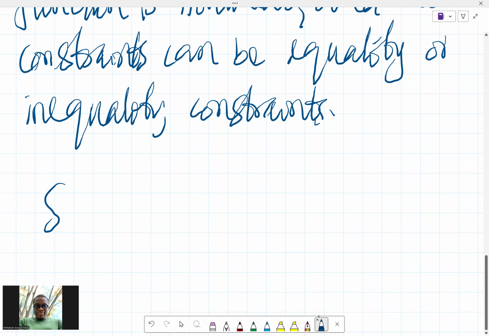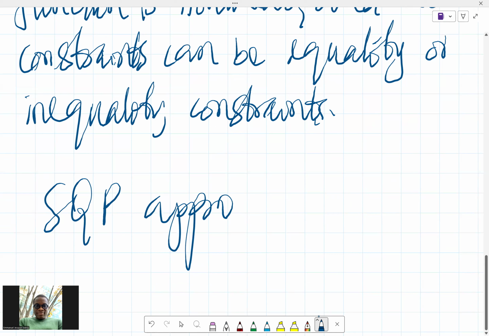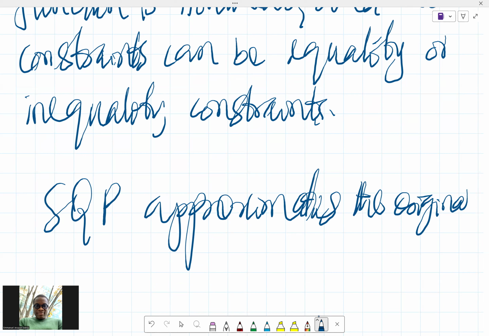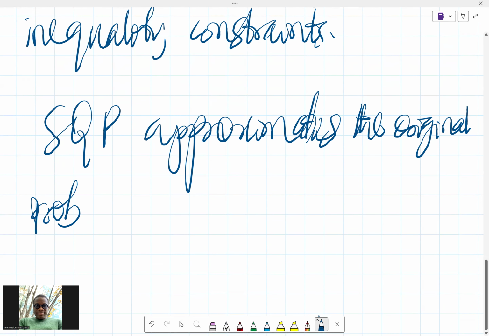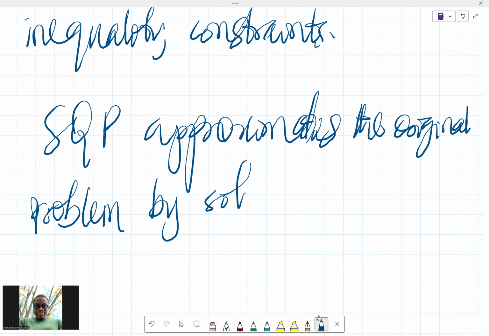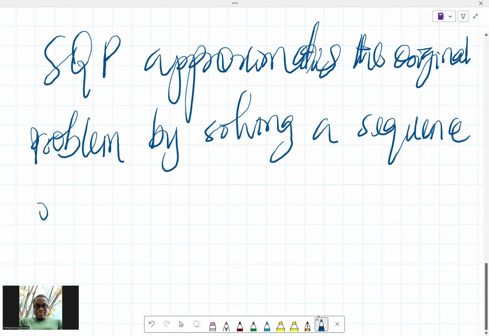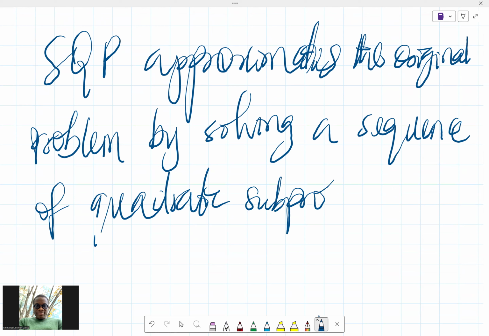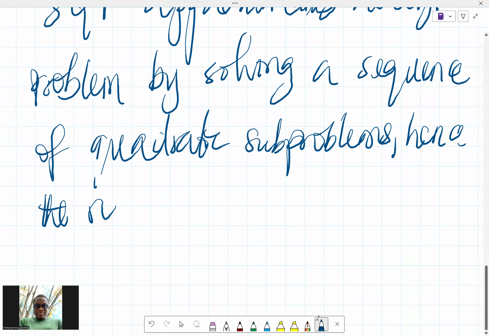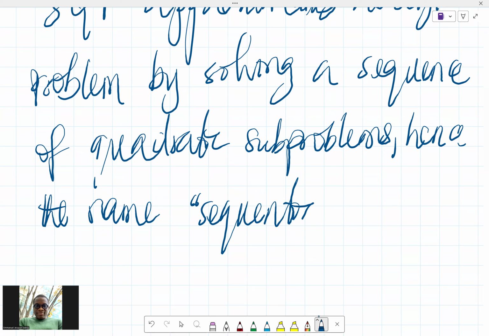Sequential quadratic programming approximates the original problem by solving a sequence of quadratic subproblems. You see where the sequential is coming from. Hence, the name sequential quadratic.